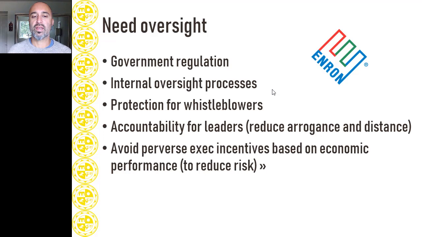Avoid perverse executive incentives based on economic performance. In other words, if you're compensating executives for economic performance, then you're holding them accountable only to performance and not to some of the other longer-term issues. So it was really easy for Enron to have better economic performance by faking revenue that didn't exist, and they'd be compensated for that. That's a lot easier to do in the short term, and you're rewarding them to do that. But in the long term, that's a horrible policy to have as an organization. So those are just some big picture solutions to ethical problems within organizations.